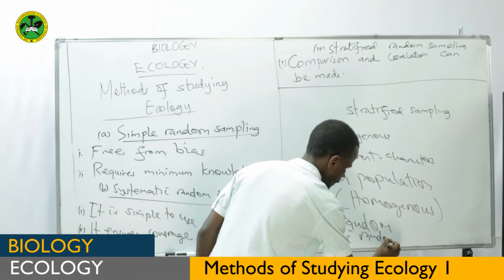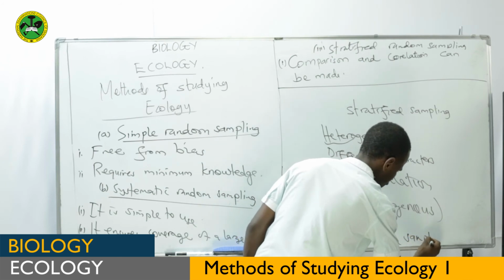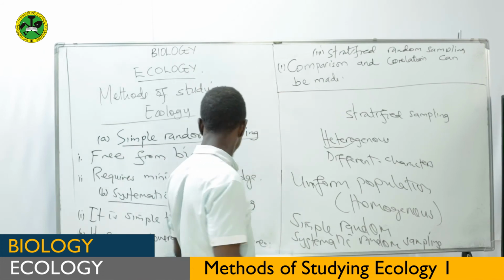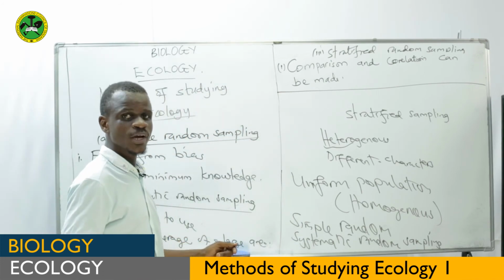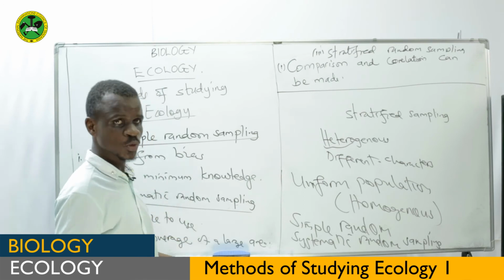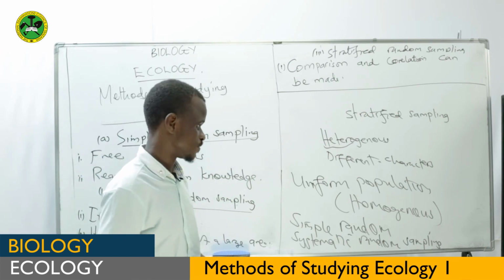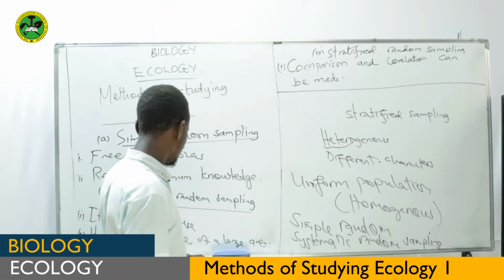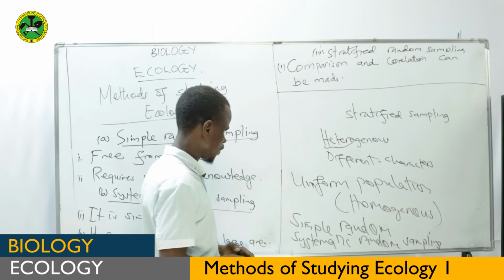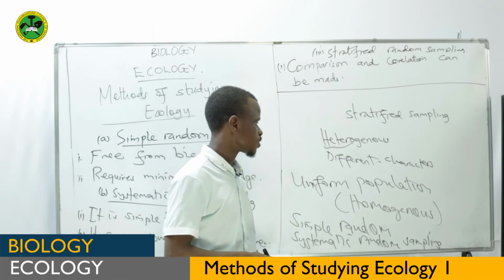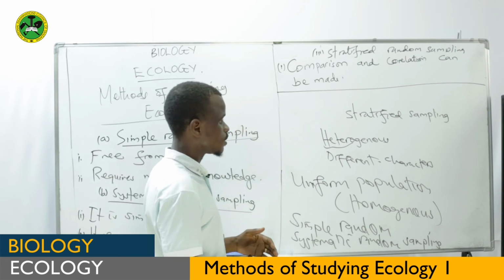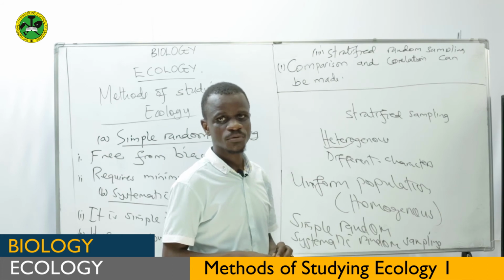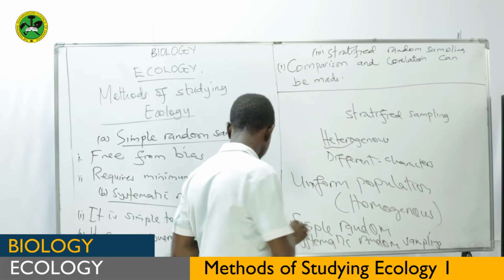You can also use systematic random sampling. Therefore, students, simple random sampling, as we said before, is free from bias, requires minimum knowledge, and also ensures a high degree of representativeness. But systematic random sampling, we said, is simple to use, and also it ensures coverage of a large area. You can use this when you are studying a uniform population, that means the population having individuals of the same characters. Hope you are following, my students.